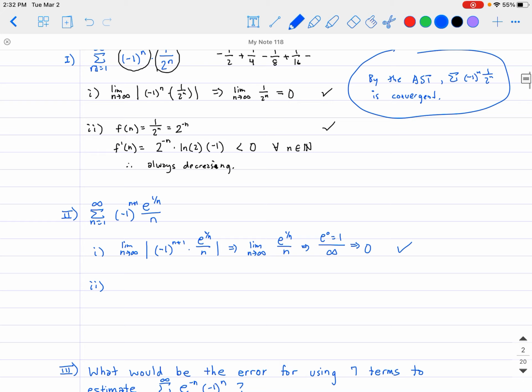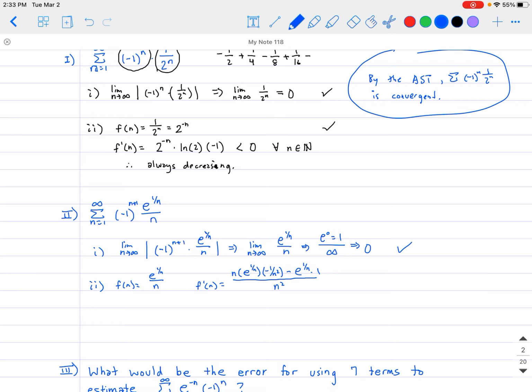Number 2. Now I'm going to say that f of n is the function e to the 1 over n divided by n. I'm going to take its derivative and then show that it's always going to be negative in this case. If I take its derivative, f prime of n is equal to, we're going to use the quotient rule in this case. So the bottom multiplied by the derivative of the top, and there's a chain rule there, and then minus the top multiplied by the derivative of the bottom, all divided by the bottom squared.